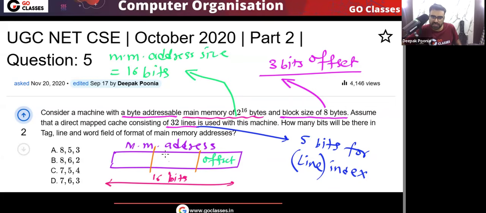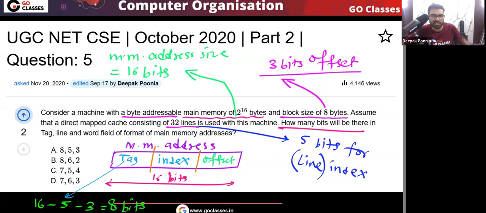Next you have this index field, which is the line index, for which you need 5 bits. And this is the tag field. So for this tag field, how many bits you need? That will be equal to the total number of bits in the address, that is 16, minus the number of bits required for index, that is 5, minus the number of bits required for offset, that is 3. So this value will become 8 bits. So I can say for tag you need total 8 bits.